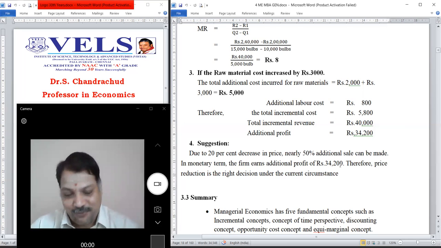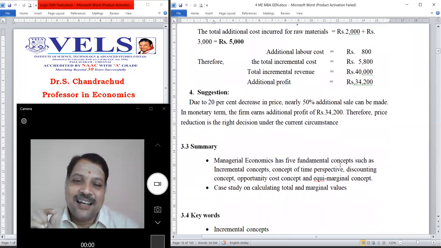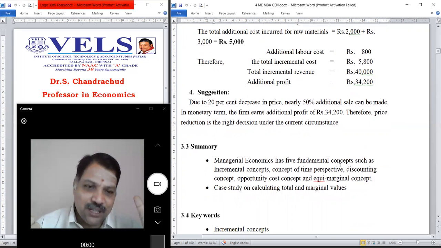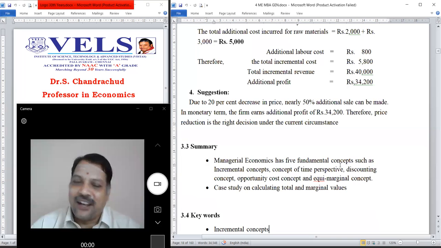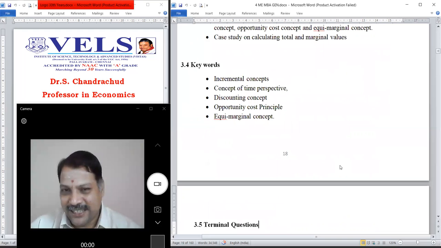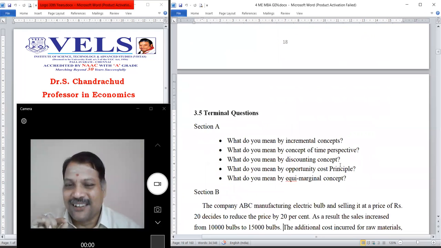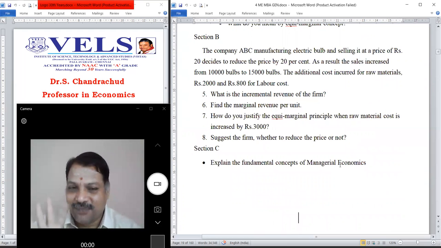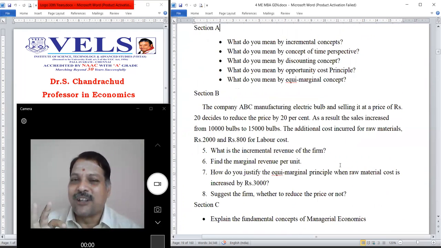It may be asked in section C. Let me summarize the class. In this particular class, we have studied 5 fundamental concepts of management economics. What are they? Incremental concept, concept of time perspective, discounting concept, opportunity cost principle, and finally equimarginal principle. And we have conducted one case study on how to calculate the incremental revenue and marginal revenue per unit. All these things we completed in this class. The keywords are all 5 fundamental or basic elements of management economics. You can expect in the semester end examination either a case study or to explain the fundamental concepts of managerial economics. Sometimes they may ask each fundamental concept in section A.